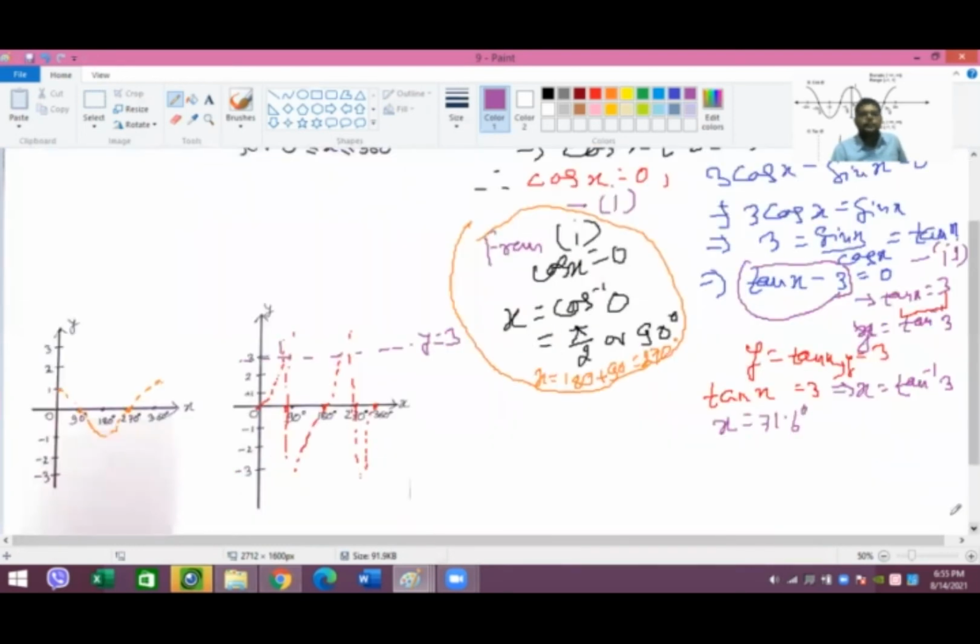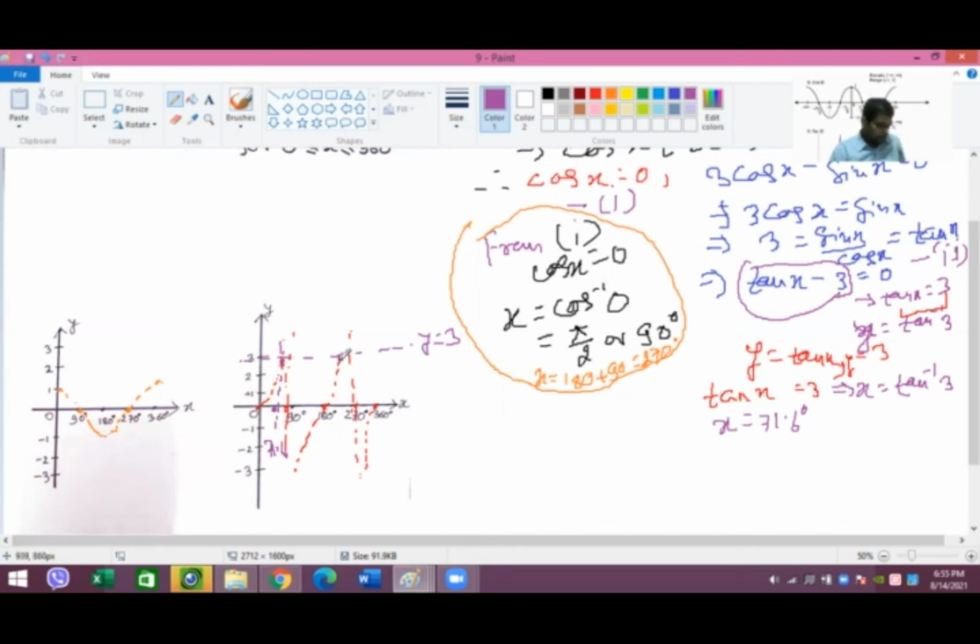So let's go here to check it. 71.6 degrees means our first value is here. At this point, we get the point of intersection between the line y equals 3 and the curve. At this point, you can see that this is our value on the line. So the first value is 71.6 degrees.